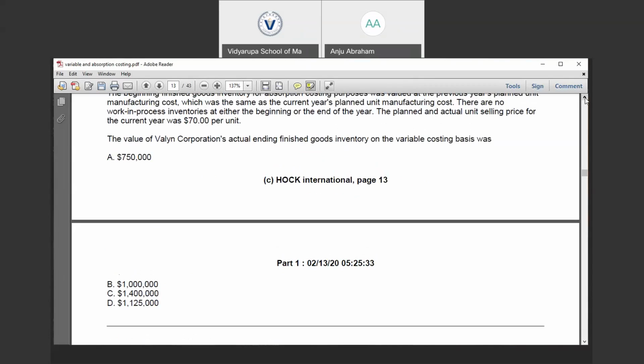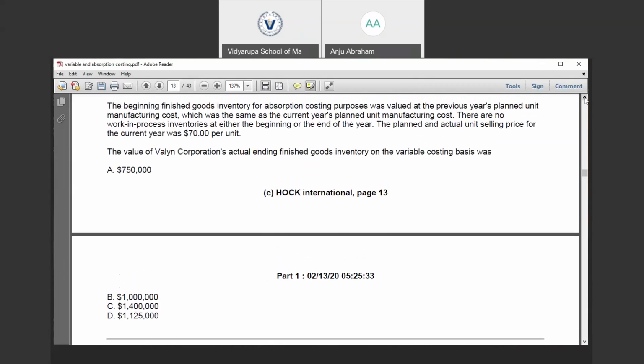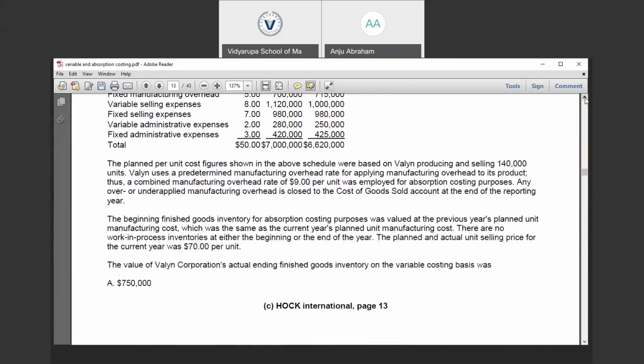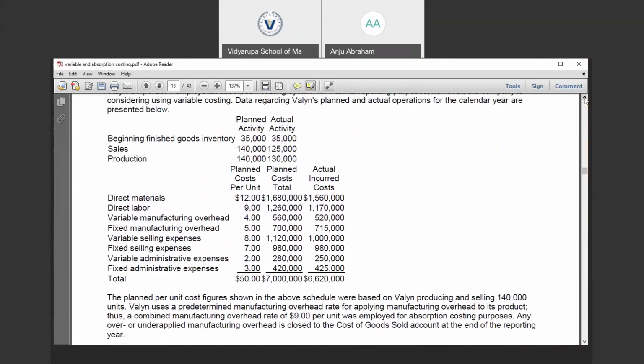So we have the same question. The value of Variant Corporation's actual ending finished goods inventory on the variable costing basis was... I think there is no necessity for reading this question because I have already discussed this question 2-3 times before. So let's get into the figures and answers first. First, we need to compute the ending inventory value. The ending inventory value that we already computed is 40,000 units.